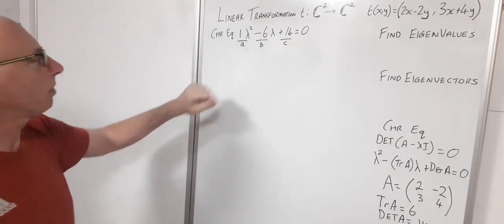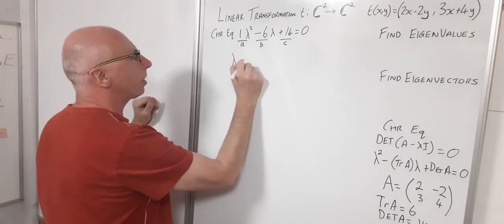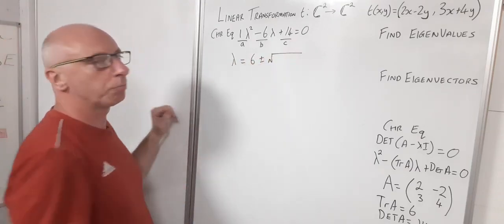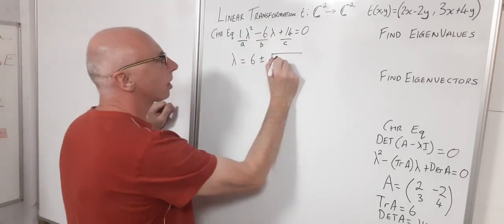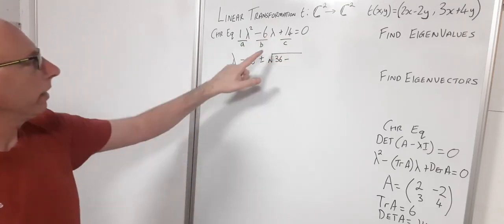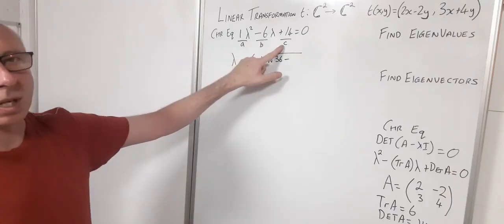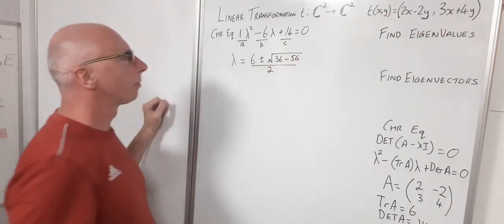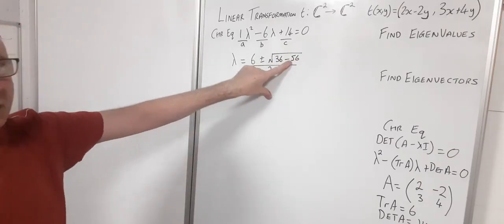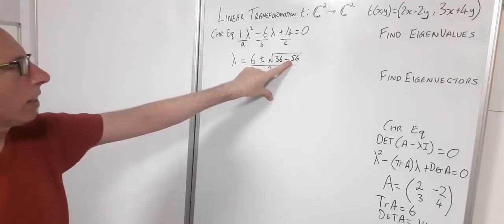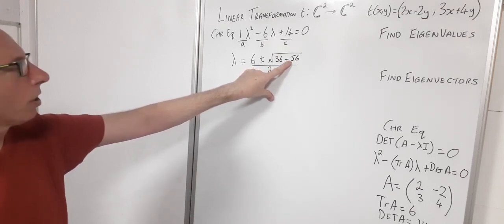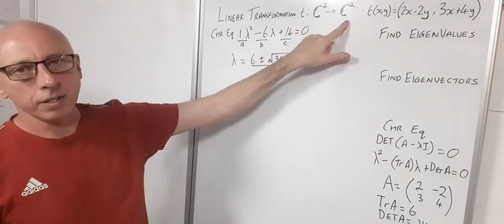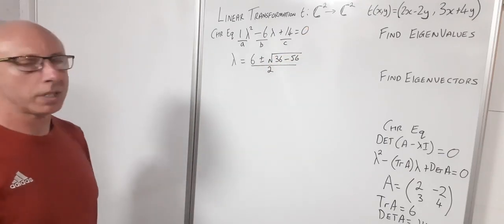So minus B gives us 6. Our solutions are lambda equals minus minus 6 plus or minus the square root of B squared, so minus 6 squared is 36, minus 4AC. 4 times 1 is 4, times 14 is 56. Then divide that by 2 times A, which is just 2. We see straight away that 36 minus 56 is minus 20. So that's going to yield complex solutions which are normally conjugates of each other. That's where the complex two-dimensional comes in.